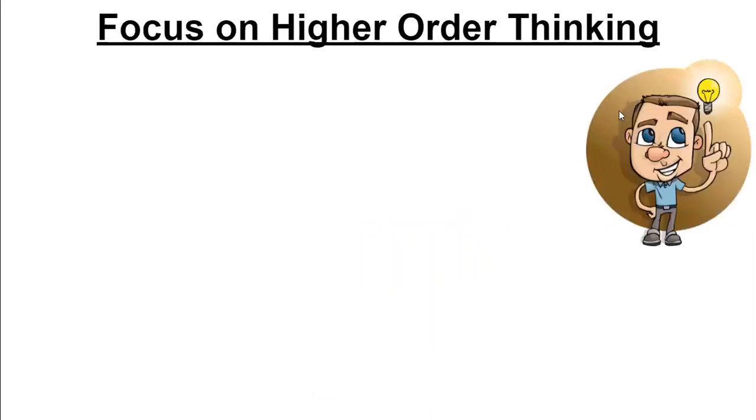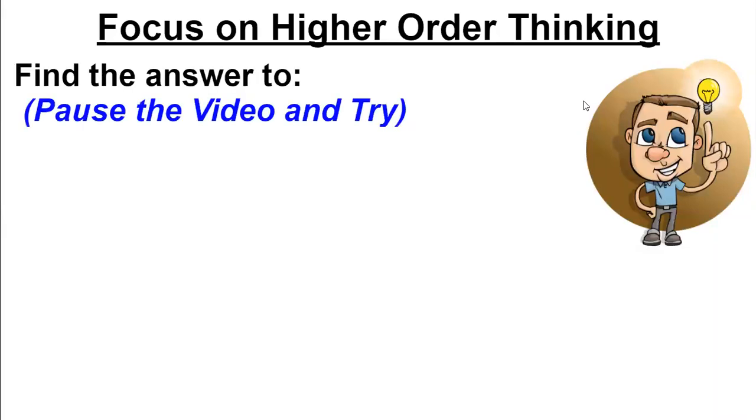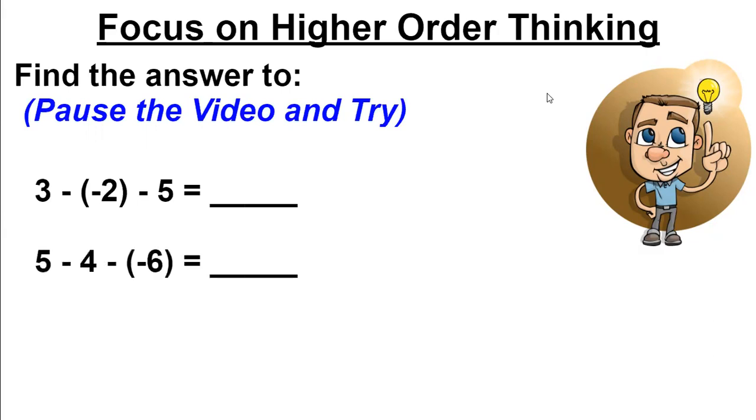Welcome back. Now we're going to do a little higher order thinking. I know you can do it. It's for a challenge. So we're going to pause the video and try these. Find the answer to 3 numbers: 3 minus -2 minus 5. What does that equal? And secondly, 5 minus 4 minus -6. What does that equal? Pause the video, give it a try.